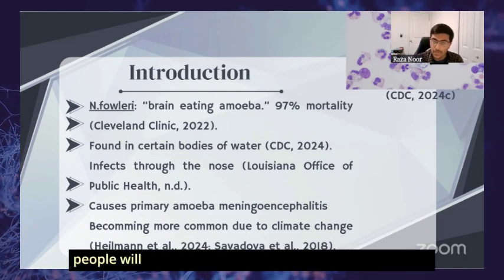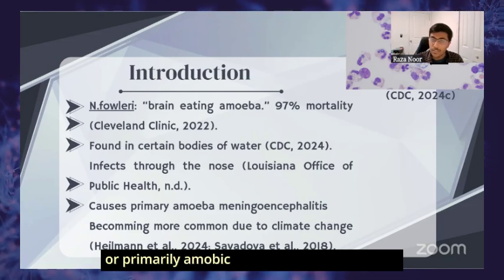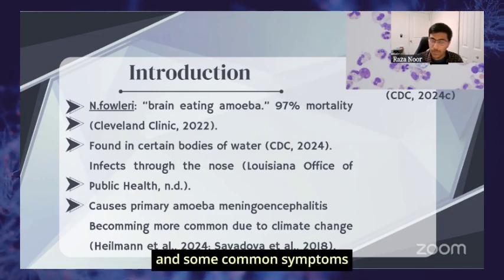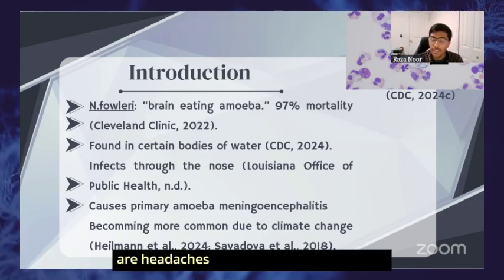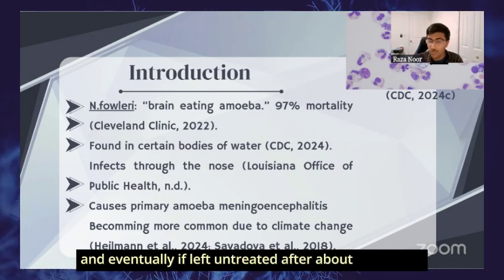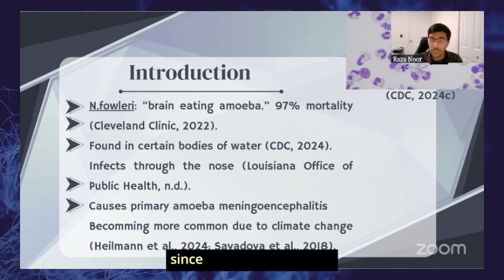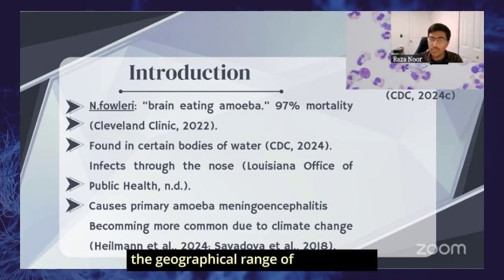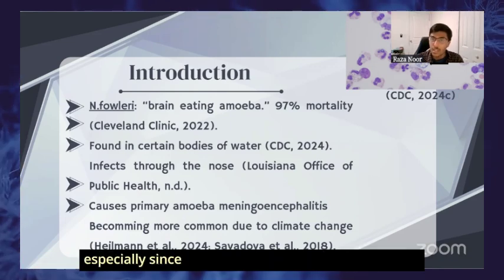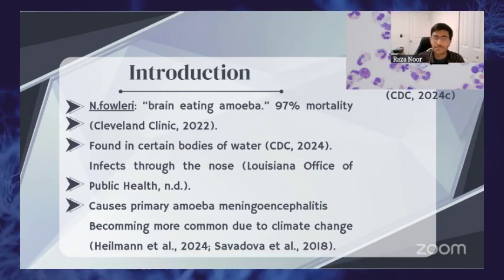Once infected, people will begin to experience symptoms of PAM, or primary amoebic meningoencephalitis, and some common symptoms, according to the Cleveland Clinic, are headaches and fevers, along with coma, and eventually, if left untreated, after about 2 weeks, it can lead to death. It's important to study this amoeba since with climate change, the geographical range of the amoeba is increasing, especially potentially since the food source of this amoeba, algae, is also increasing with climate change.